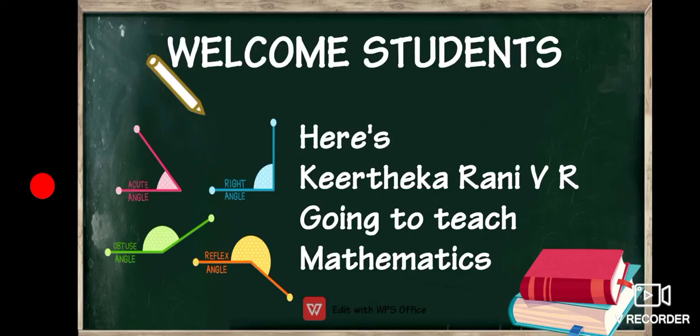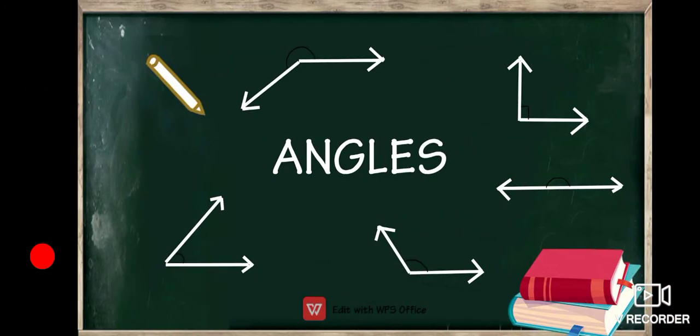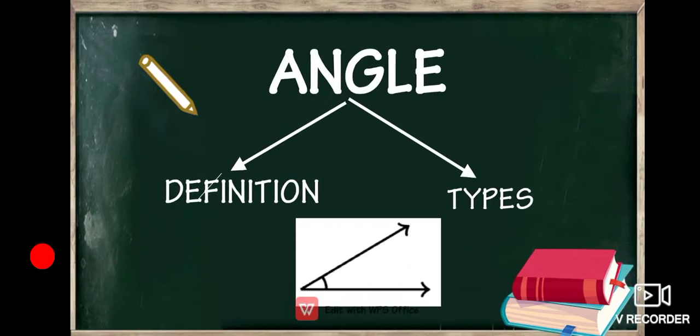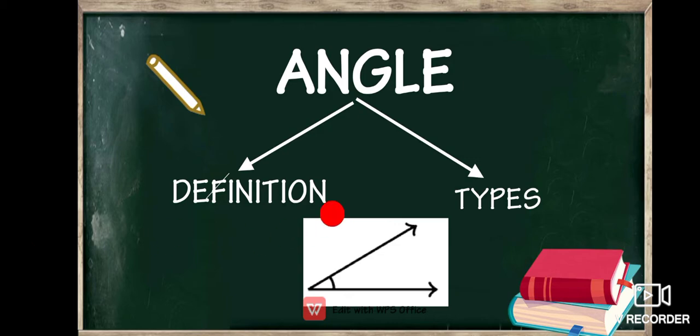So today in this video we are going to see a topic, angles, which is in the 5th standard syllabus. In your book we have only 3 types of angle, that is right angle, acute angle and obtuse angle. So in this video we are going to cover further types of angles. Today we are going to see 2 topics in angles, definition and types. So we can move on one by one.